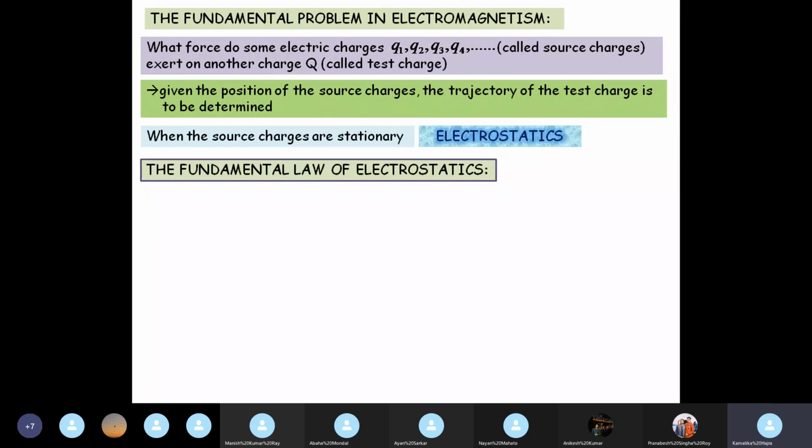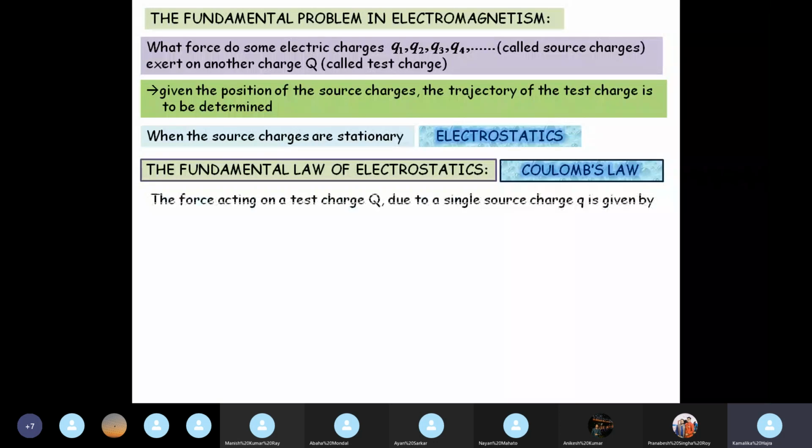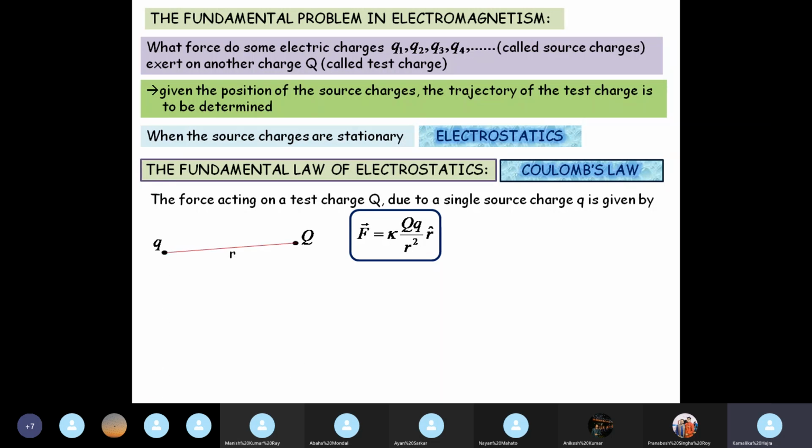Okay, so the fundamental law of electrostatics is Coulomb's law, and we know that the force acting on a test charge due to a single source charge is given by this. Basically, Coulomb's law tells us that force is directly proportional to the product of the charges and inversely proportional to the square of the distance between them. And this force acts along the line joining the two charges. All this we discussed in detail, where r is the separation vector and k is the proportionality constant.